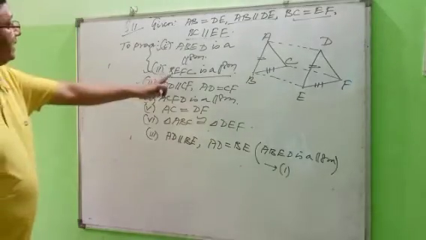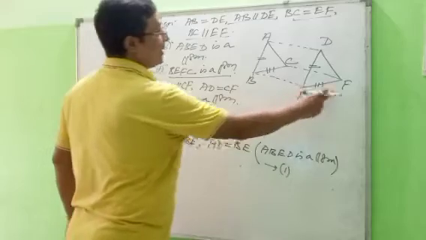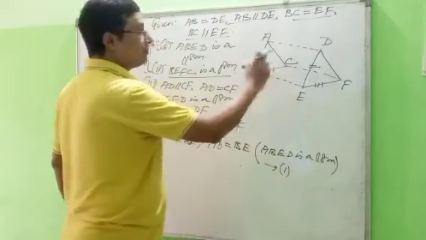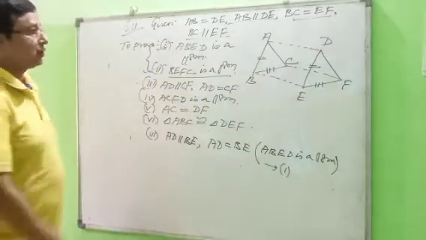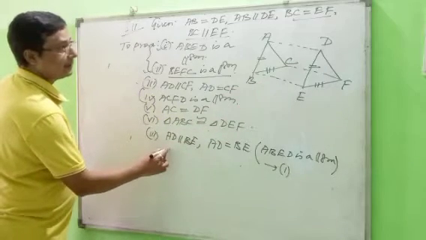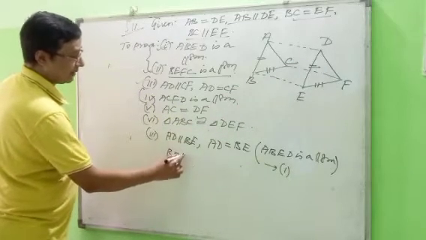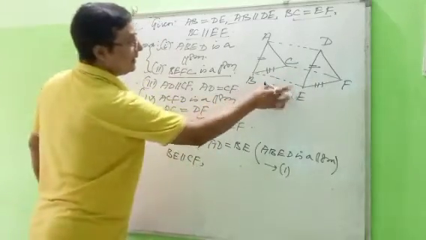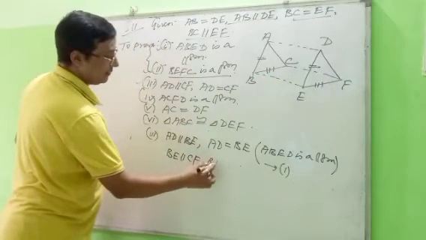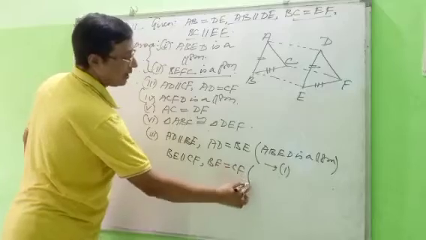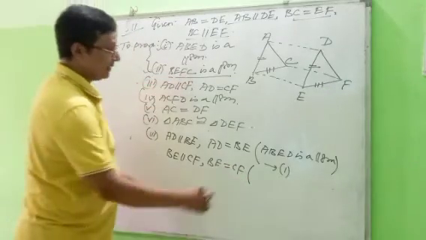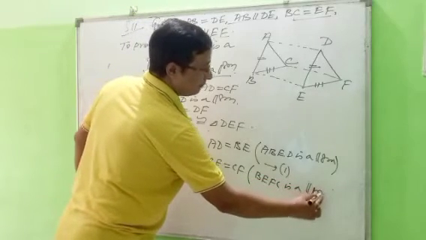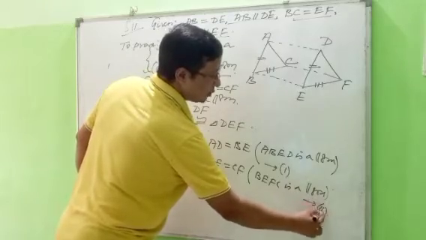Then the next one, BEFC, is also a parallelogram. From this you have got that the opposite pair of sides are equal as well as parallel. So here BE is parallel to CF, and then you get BE equals CF. Why? Because BEFC is a parallelogram. So this one is equation number 2.